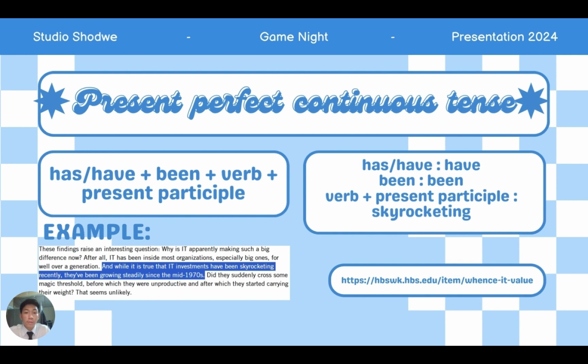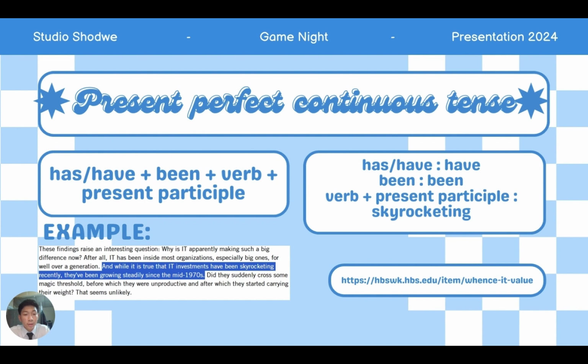Next, present perfect continuous tense. Present perfect continuous tense is used when something started in the past and is continuing at the present time. The formula for present perfect continuous tense is has or have plus been plus verb plus present participle.